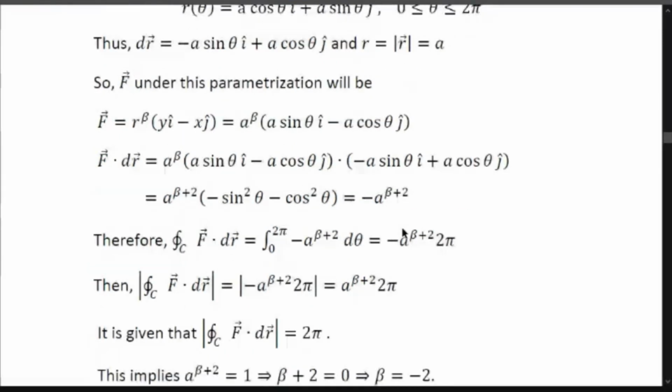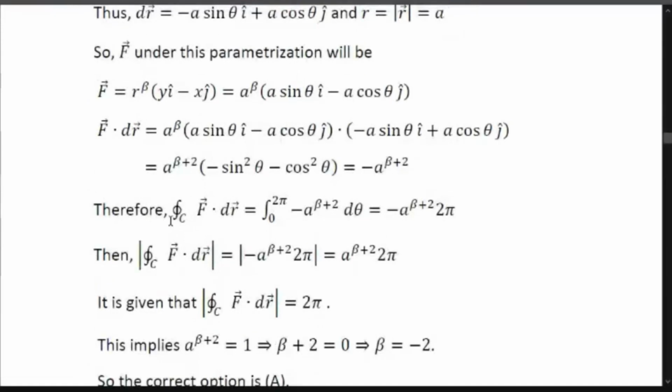So therefore the integral over c of f dot dr is equal to, you can find the value of the integral. It's easy because no term in theta is involved here. So it is the integral from 0 to 2 pi of minus a raised to beta plus 2 d theta, which is equal to minus a raised to beta plus 2 times 2 pi.